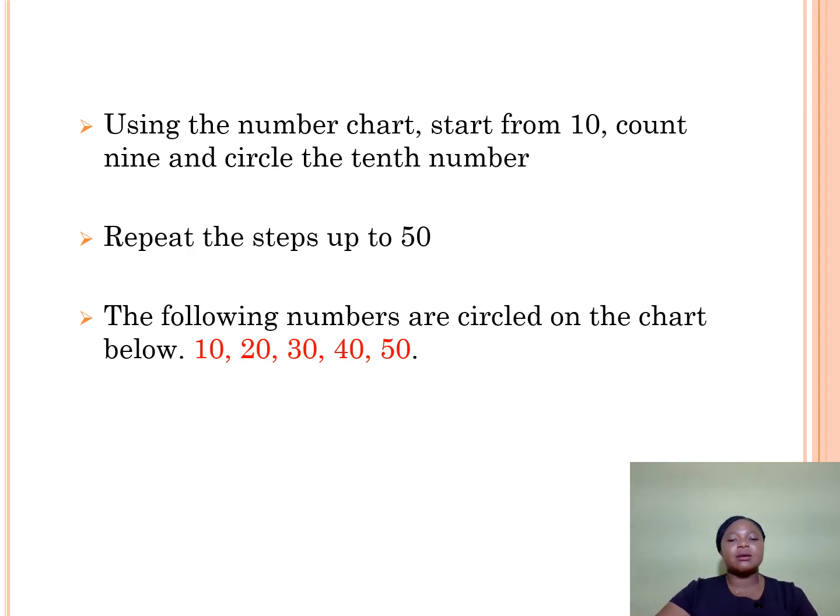So the following numbers are circled on the chart below. We have 10, 20, 30, 40, and 50. So when you see this on our next slide, then you know what you are going to do. So we will count from 1. The 10th number, we are going to do what? Circle. Good. So let's move on to our next slide.